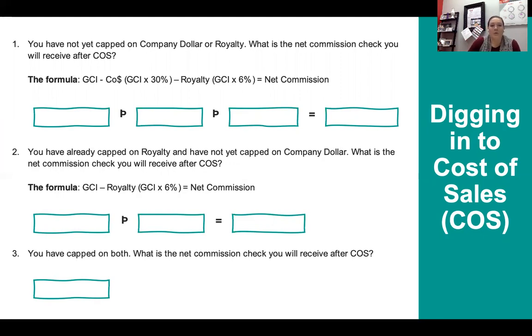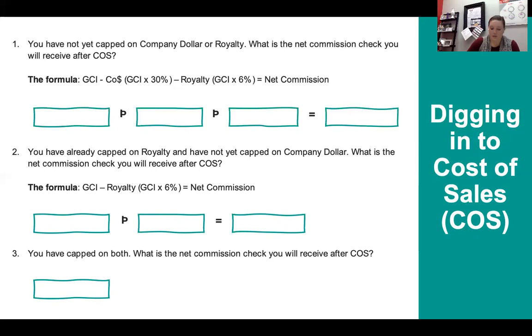So your gross commission income, say our average price point here in Montgomery is $150,000. That gross commission is $4,500. So in the first box on number 1, you'll have $4,500 minus $4,500 times 30% minus $4,500 times 6%. And that's going to equal your net commission.